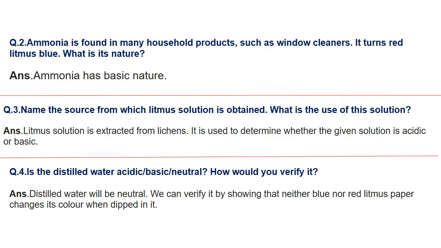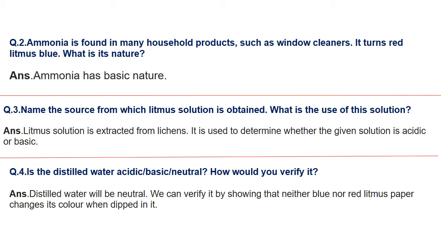Question number 2. Ammonia is found in many household products such as window cleaners. It turns red litmus blue. What is its nature? As we have studied ammonia and its nature, we can clearly say that ammonia has a basic nature.